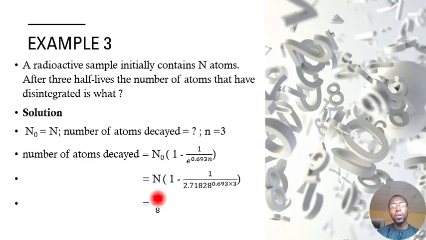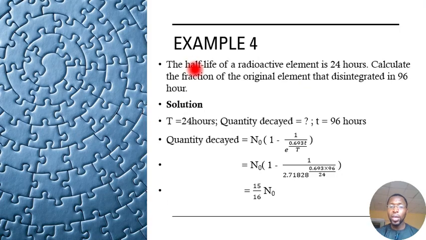Yeah, let's take another example. Here it says the half-life of a radioactive element is 24 hours. Calculate the fraction of the original element that disintegrated in 96 hours. Okay, now the half-life capital T is 24 hours as given in the question. We are meant to calculate the quantity that decays, or the fraction that decays. So that's our unknown here. And we are told that the time for it to decay is 96 hours. So that's our small t.